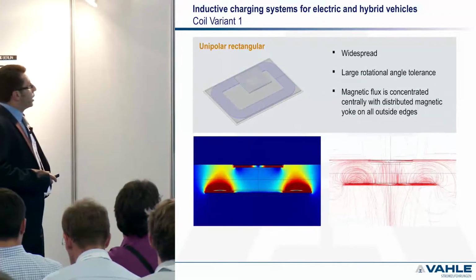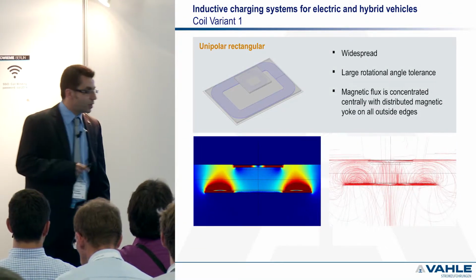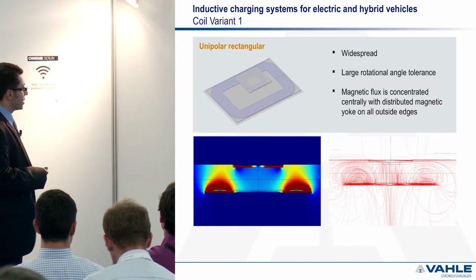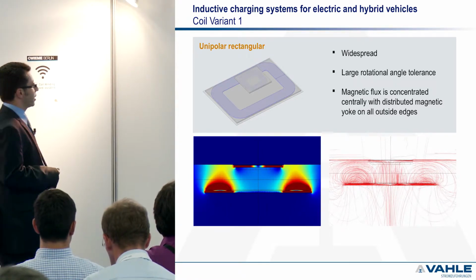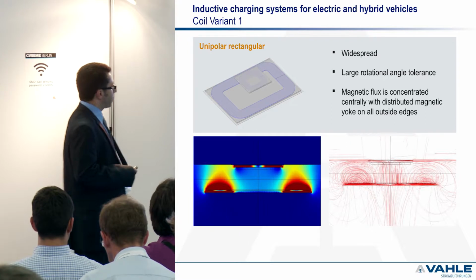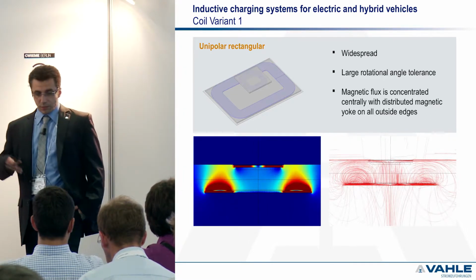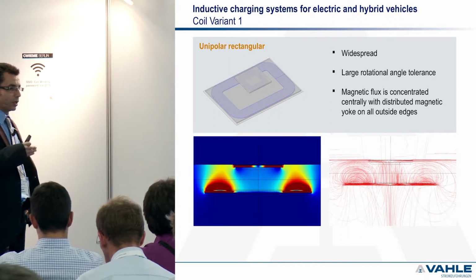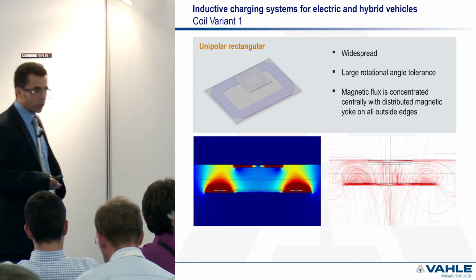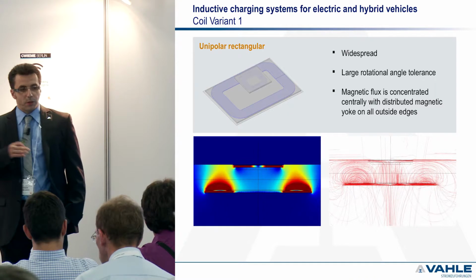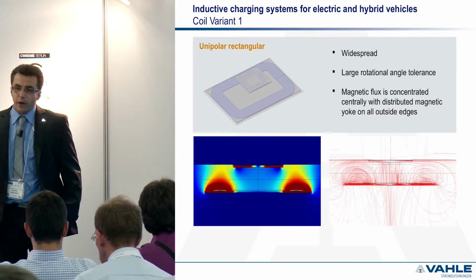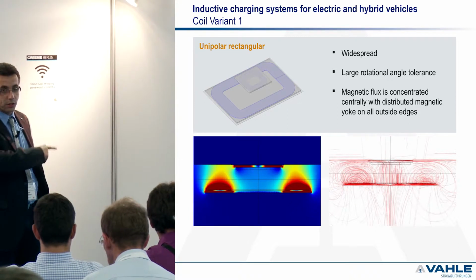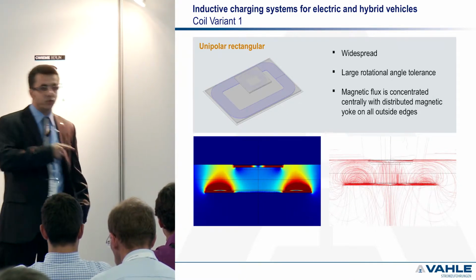Now we can go into the coils. I think this is the most important subject for the exhibition today. We got 3 or 4 types of coils which we investigated, and the most common one, whenever there is a publication about wireless charging, you are always going to see this kind of coils. These are the rectangular or circular coils.